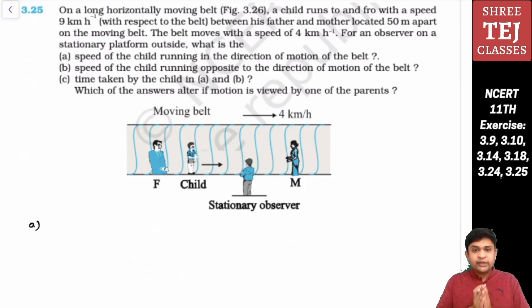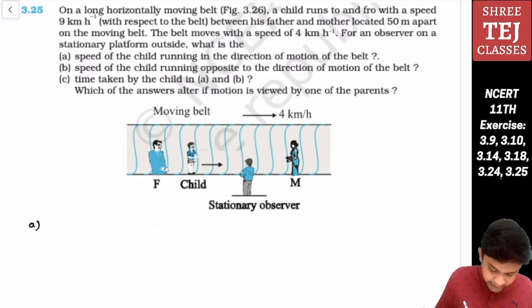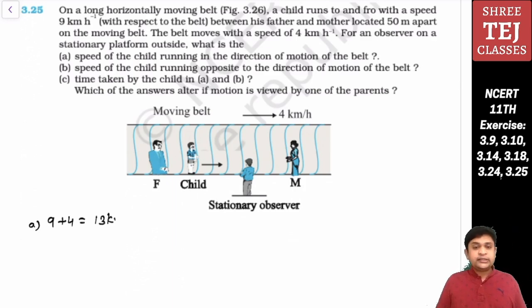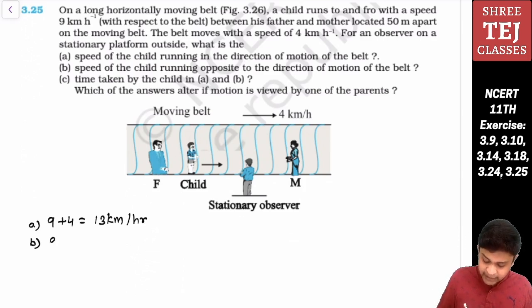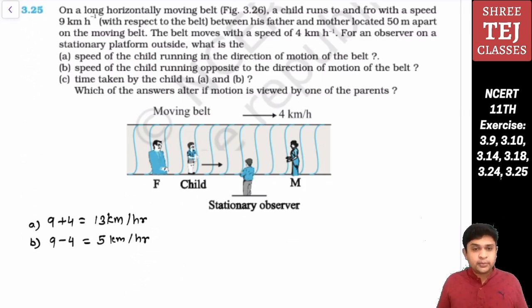So for an observer, the child's net speed would be speed of the child with respect to belt plus speed of the belt. So it will be 9 plus 4, which is 13 km per hour. Next, what do we have? Speed of the child running opposite to the direction of motion of the belt. So it would be 9 minus 4, which is 5 km per hour.